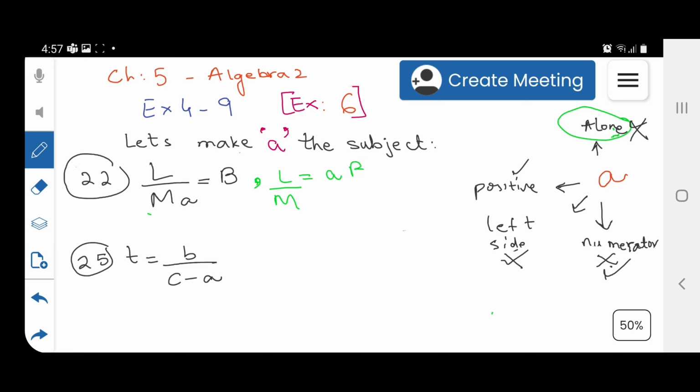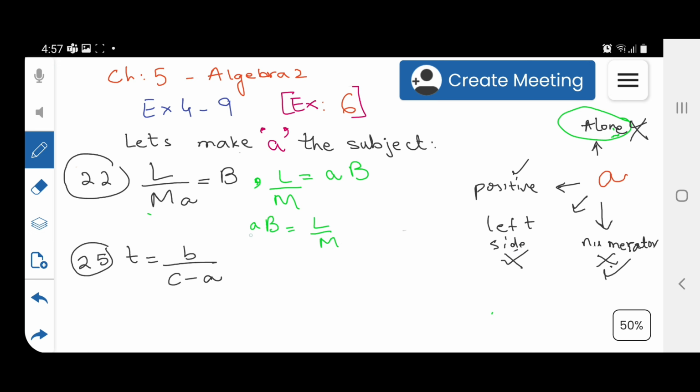If you are gonna write in alphabetical order, then you know that if this division will go on other side, it will be multiplied with B. So B into A, you can say AB, right? Now it's not on left side, so you can just switch the sides. You can say that AB equals to L by M.